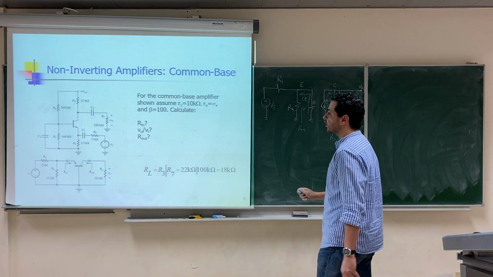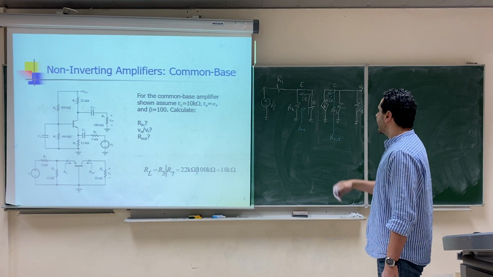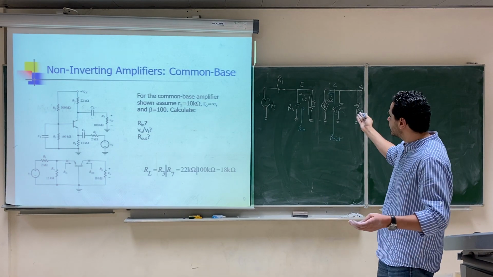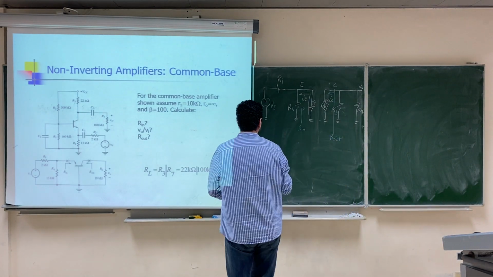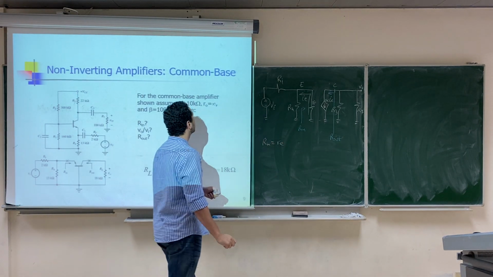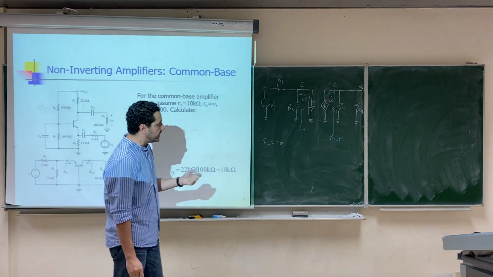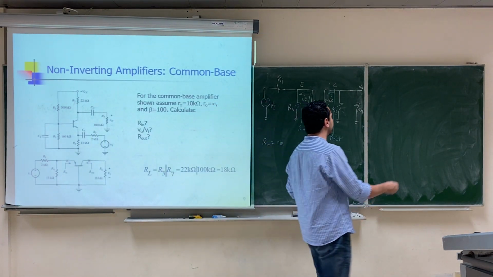And we need to calculate the voltage gain, V output over V input. So R input, once we do this circuit, you will notice that R input is very easy. R input is Re. And of course, R pi is given.